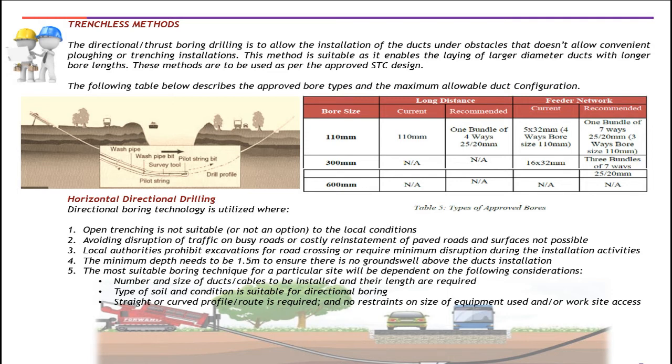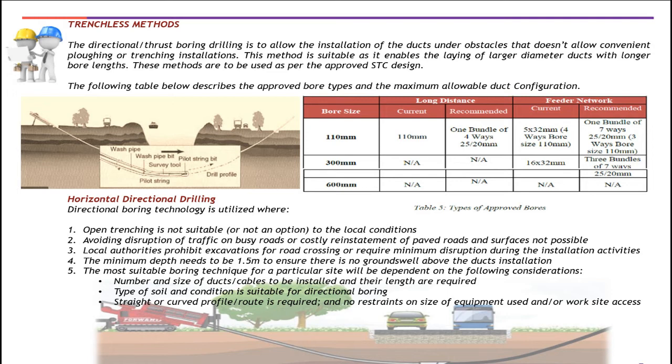So for a 110 mm bore size, for example, in a long distance network, we can install one bundle of 4-way 25/20 microducts. Whereas in the feeder network, you can install a 4 by 32 mm standard duct or one bundle of 7-way 25/20 mm microducts.